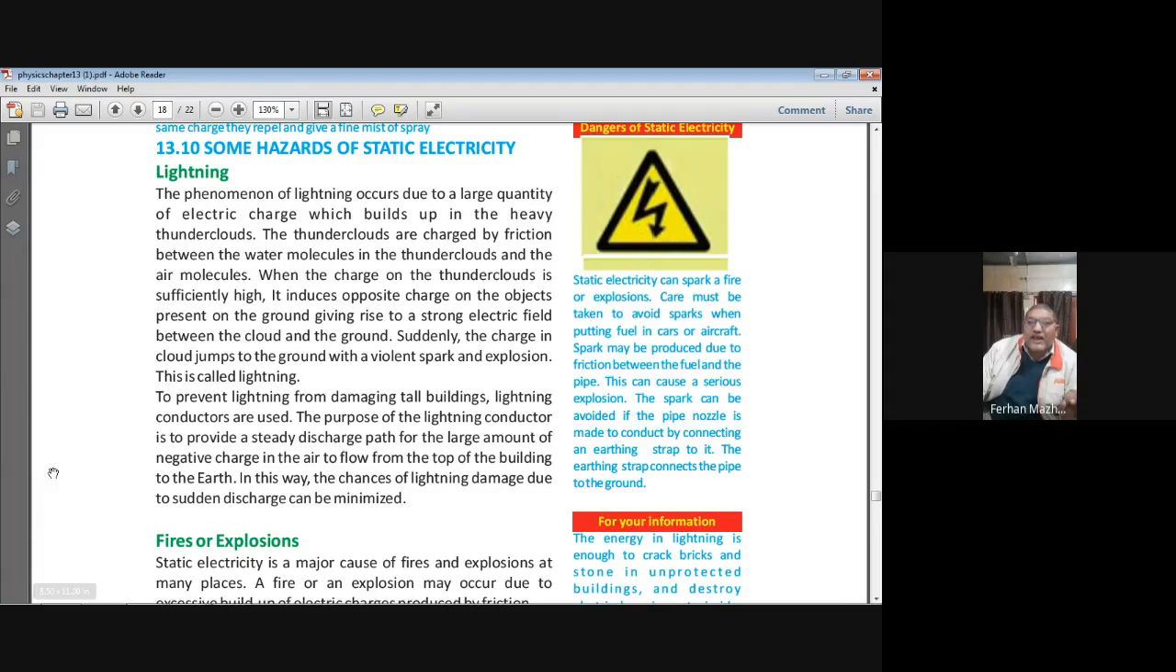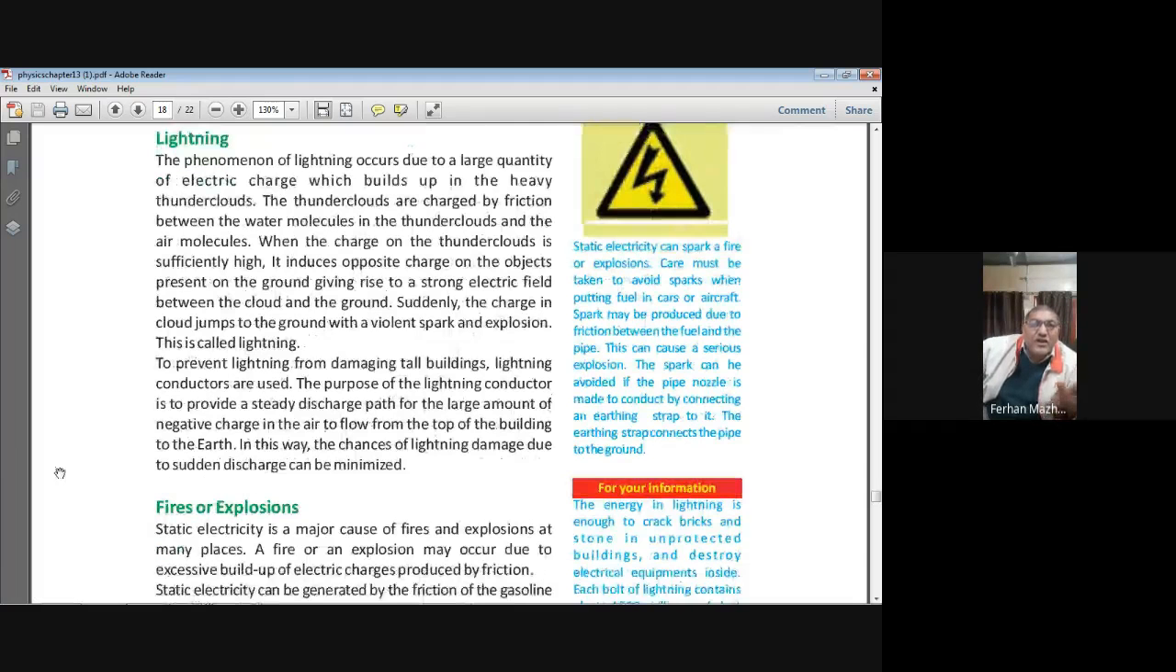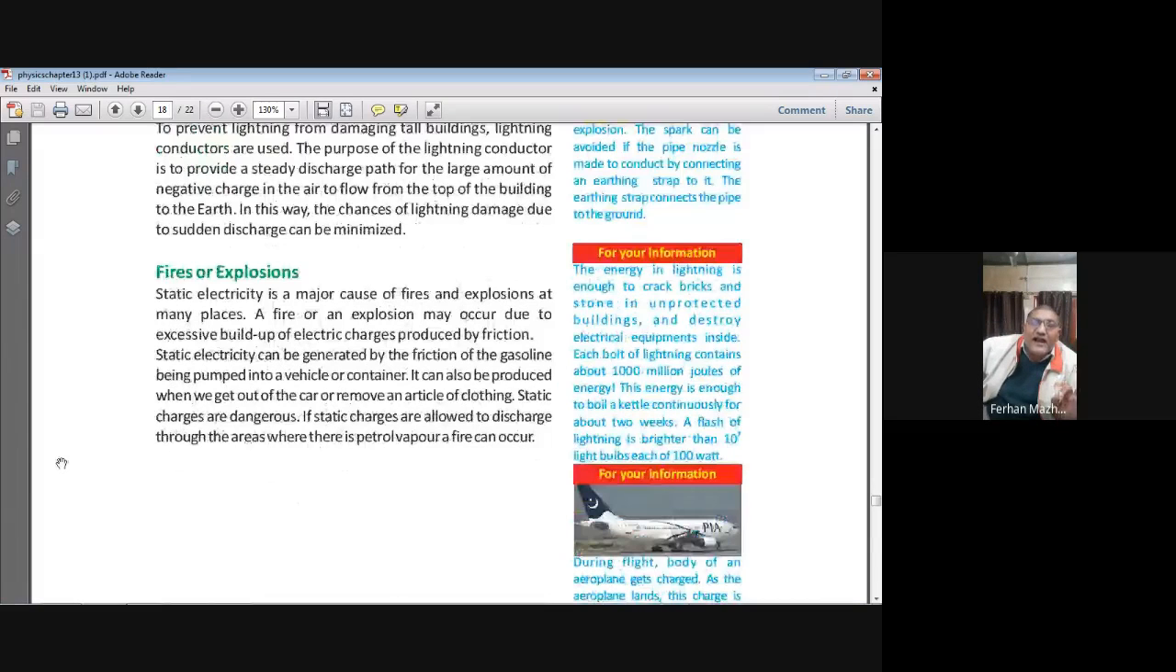Okay? And the last thing is fires or explosions. Static electricity is a major cause of fires and explosions at many places. A fire or an explosion may occur due to excessive buildup of electric charges produced by friction. Static electricity can be generated by friction of the gasoline being pumped into a vehicle or container. It can also be produced when we get out of the car or remove an article of clothing. Static charges are dangerous. If static charges are allowed to discharge through the areas where there is petrol vapor, a fire can occur. Okay?